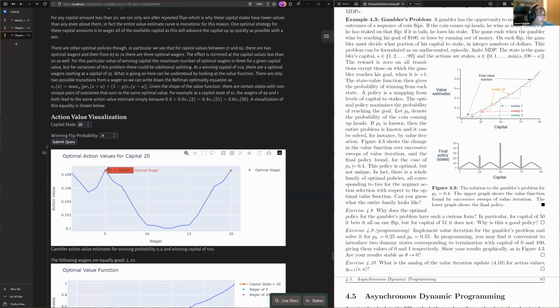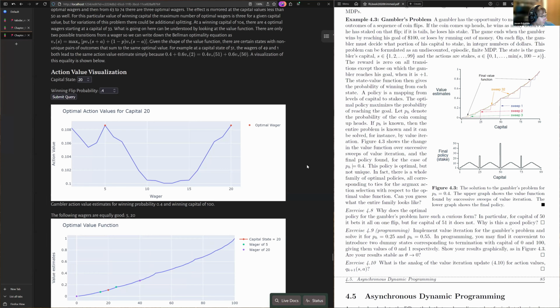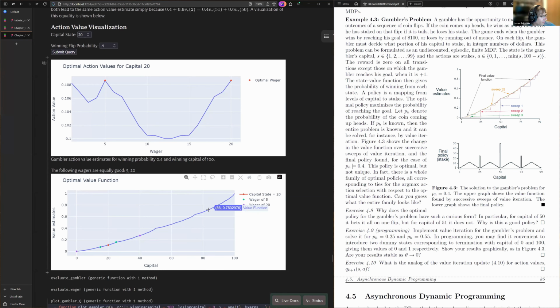And this is only betting 5, which would either bring us to 25 or to 15 in value. And this is showing the optimal value function. For each wager, if we make a wager of 5, what this is showing is the state we end up in the value function. So we either end up 5 more or 5 less. And similarly with a wager of 20, we either end up with 20 more or 20 less.